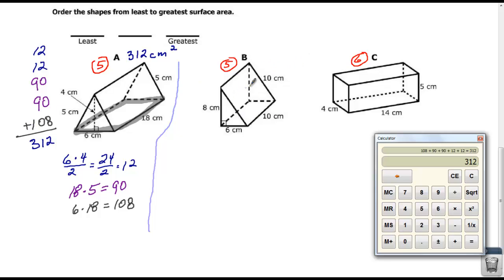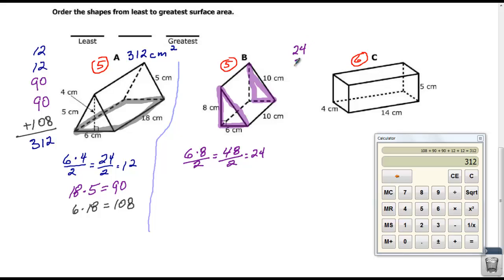B is also a 5-sided figure. We start out the same way. We start out with, grab some purple here, these 2 ends. And we know that these ends are 6 is the base times 8 is the height divided by 2. Since they are triangles, 6 times 8 is 48 divided by 2 is 24. So I'm going to have a 24 and another 24.